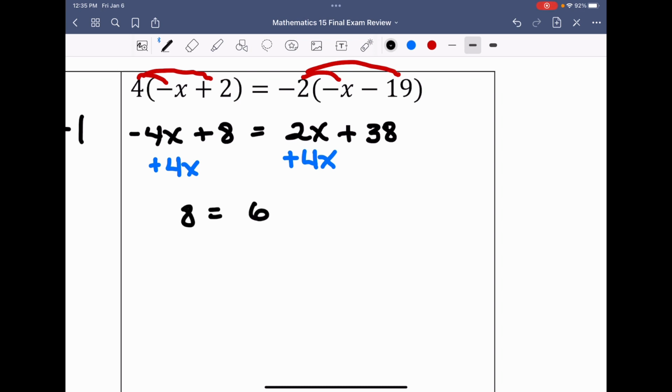8 is equal to 6x plus 38. And now what I have to do is subtract away this 38 from both sides. Because when I subtract away the 38 from both sides, it cancels here, just like the 4's canceled above.